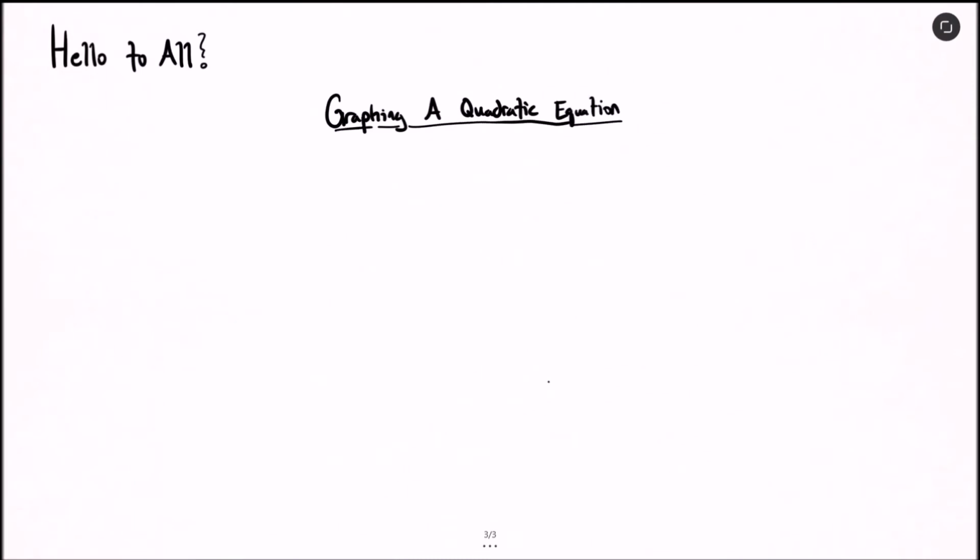To graph a quadratic equation, there are three points you will need: the two x-intercepts and the vertex. The x-intercepts, as you probably remember from previous videos, is where the graph crosses the x-axis. Remember factoring and the quadratic formula? Those are going to come really in handy for this.